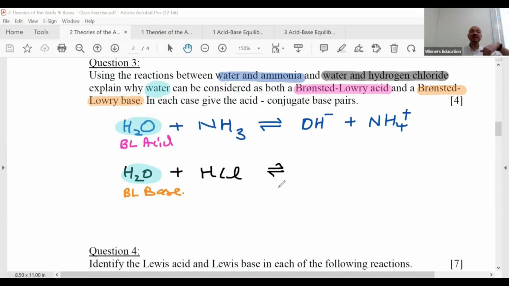Why? Take a look when we're at HCl. HCl, I always think of it giving out H+, right? I don't know how you're going to take in H+ into HCl. Okay, so it must be a base over here and gets you this. I think it's quite logical. Done.